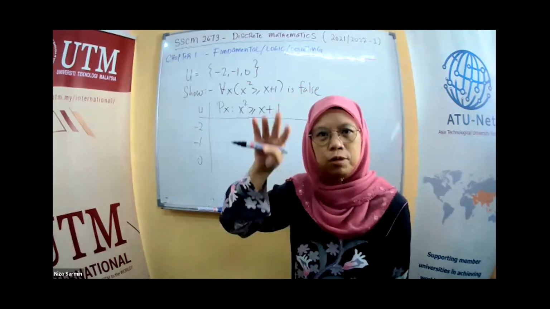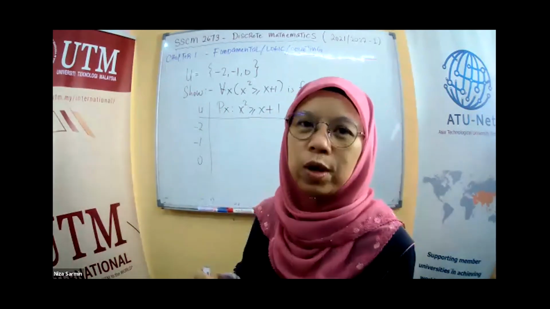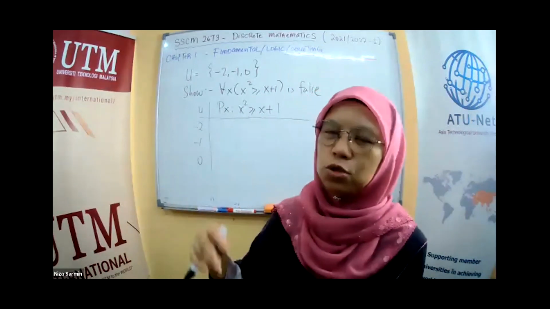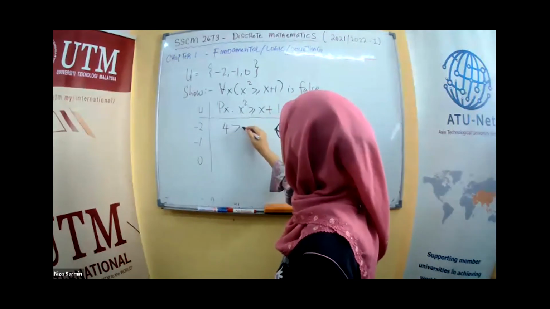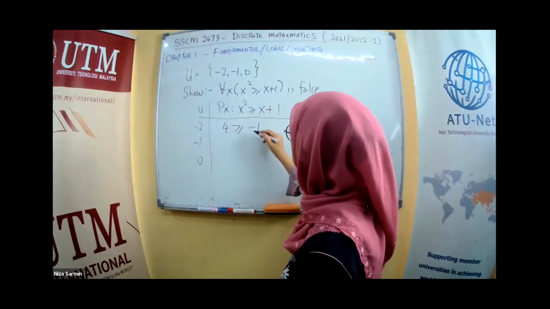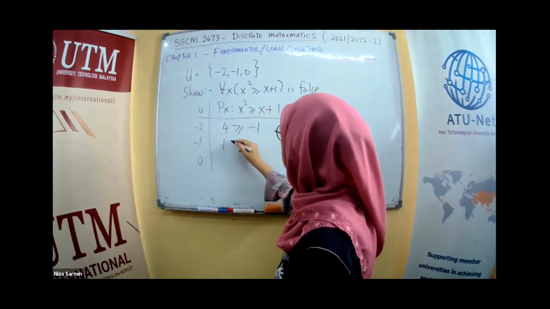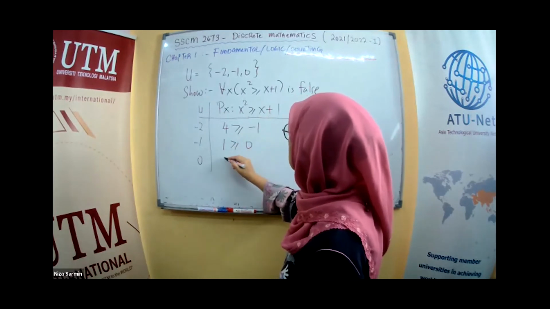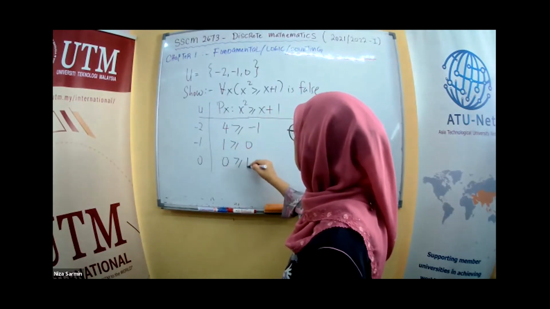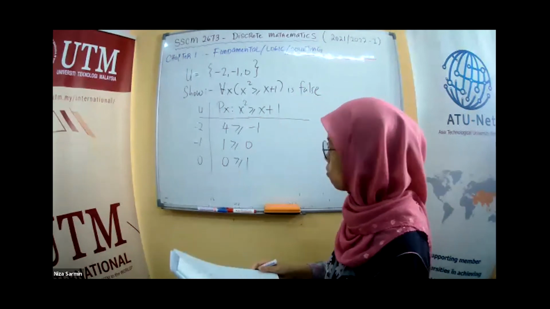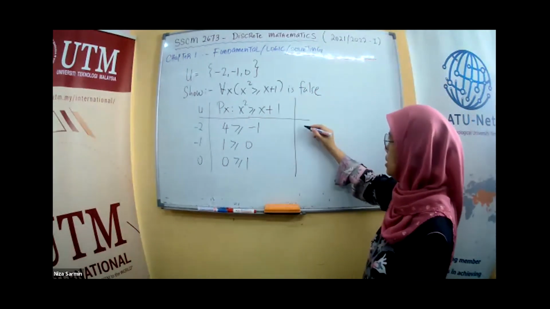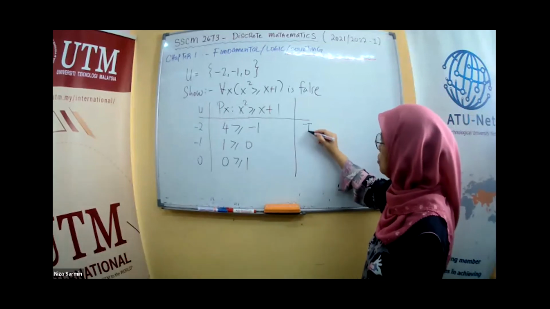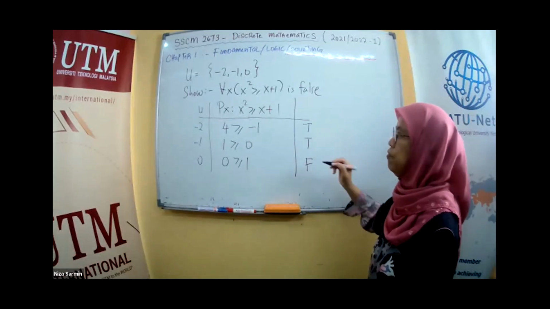or you can put different columns. What is x squared? What is x plus 1? Or you can just do it in your head. Okay, this one says 4 bigger or equal to -1. This one says 1 bigger or equal to 0. This one says 0 bigger or equal to 1. So the truth value of this is true, true, false.